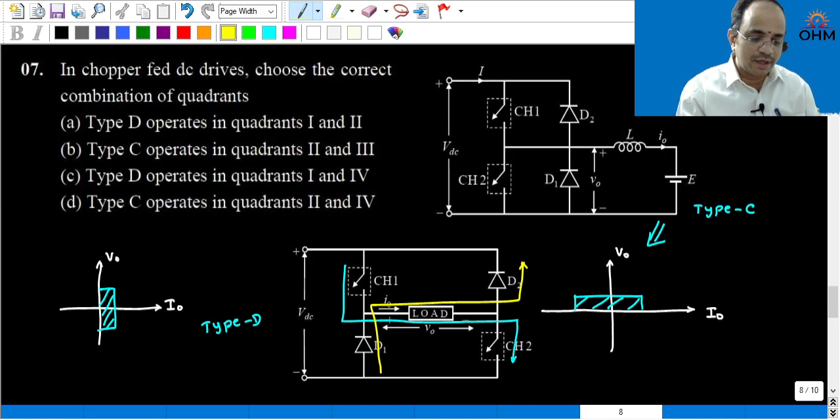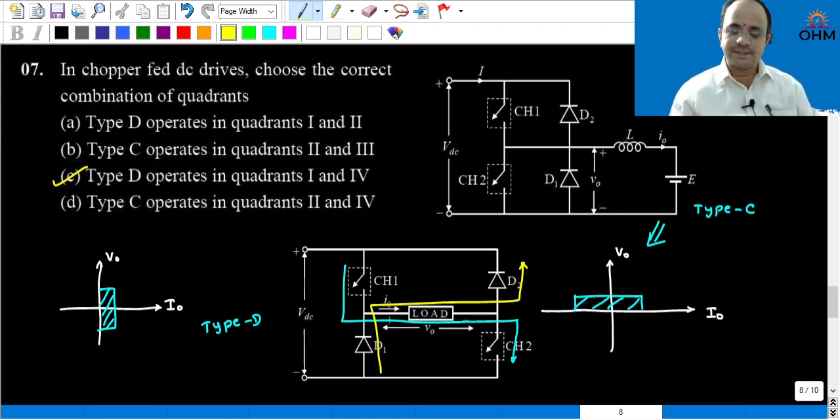So accordingly you can choose it. Type D chopper operates in quadrants 1 and 4. So we can say that option C is the correct answer. Okay, so you can frame.